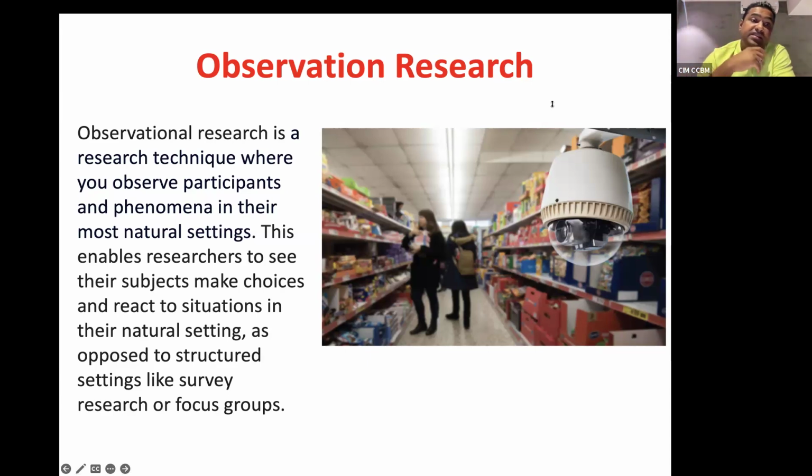So observation research is a research technique where you observe participants or phenomena in their most natural settings. This enables researchers to see their subjects make choices and react to situations in natural settings, as opposed to structured surveys or focus groups. So as opposed to asking questions or probing in a focus group or depth interview, here you go and observe why they behave in natural, true settings, and you come back and write your answers. I think this is why they behave like a hooligan. Okay, so that's called observation research.